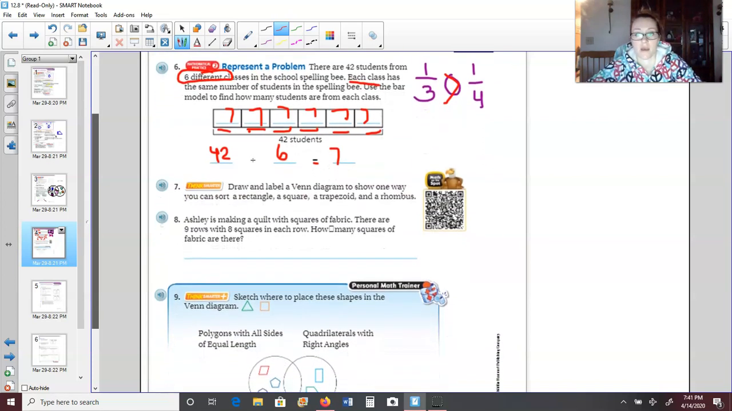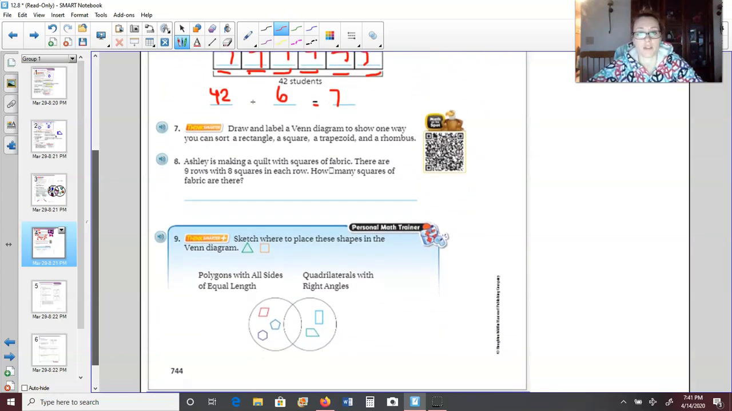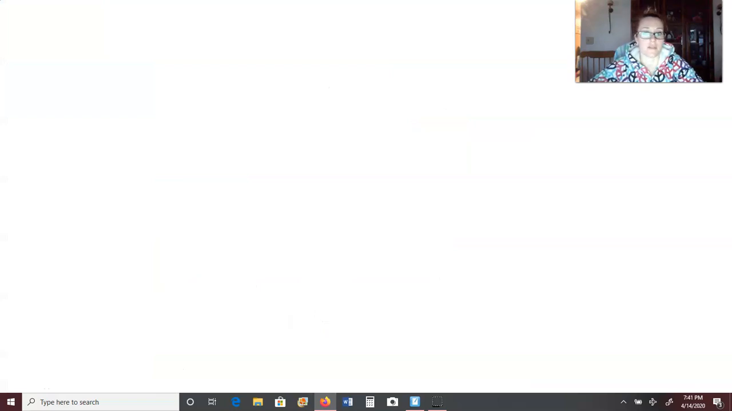Okay? All right, for this next one, it is a Think Smarter problem. I am going to show the math on the spot video. As long as you follow along in the video, you don't need to write or draw anything additional because it wants us to create a Venn diagram to show one way that we can sort a rectangle, a square, a trapezoid, and a rhombus. So as long as you watch the video here, which you kind of have to because you're stuck with me, then you don't have to do anything for number 7.